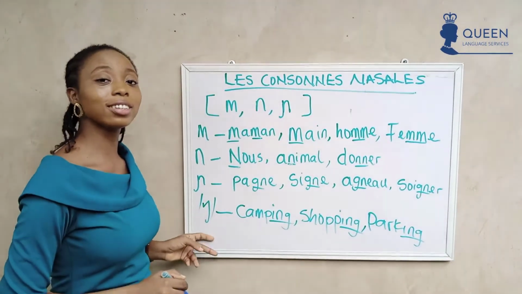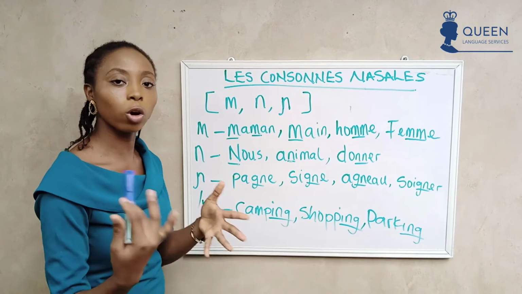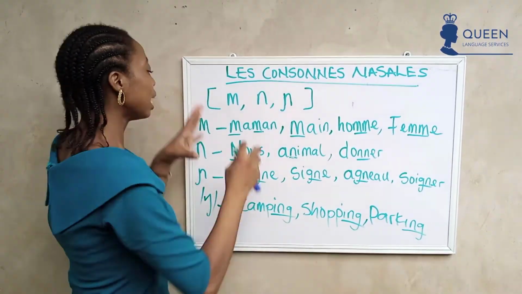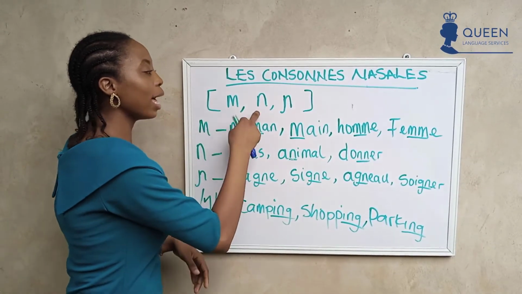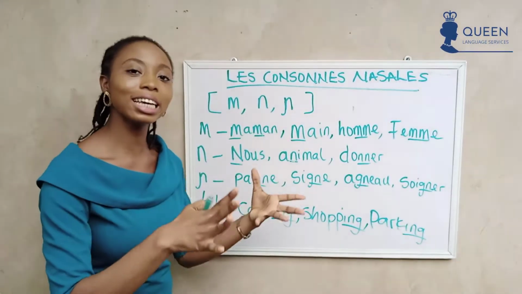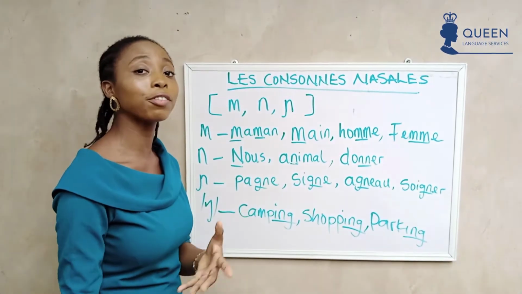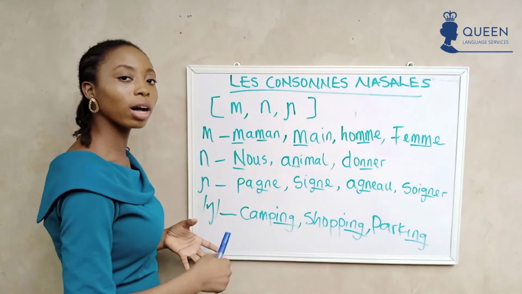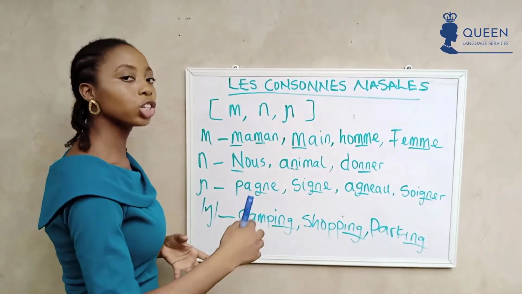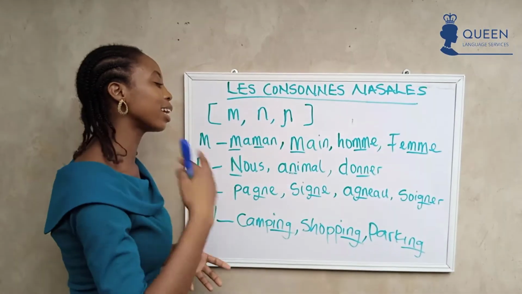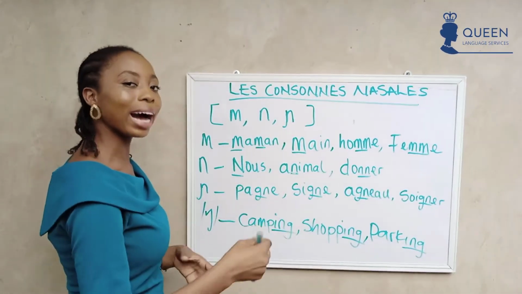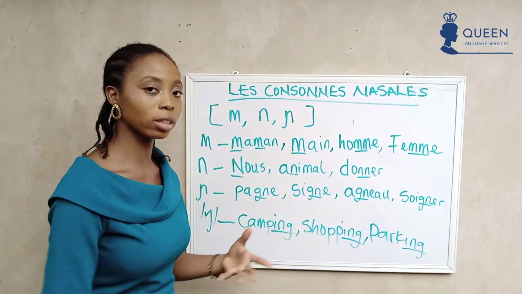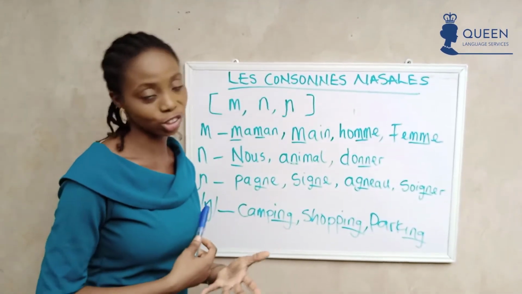You can also find this as a nasal consonant, but it was from the English language because it was borrowed. But these three, the m, n, and ñ sounds, are the basic nasal consonants in French, and the borrowed one is the ng sound from the words camping, shopping. Can we hear the ng sound at the end of it? Parking, camping, shopping. You can make use of those words also in French.